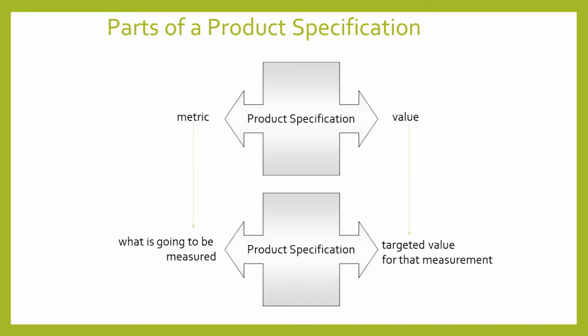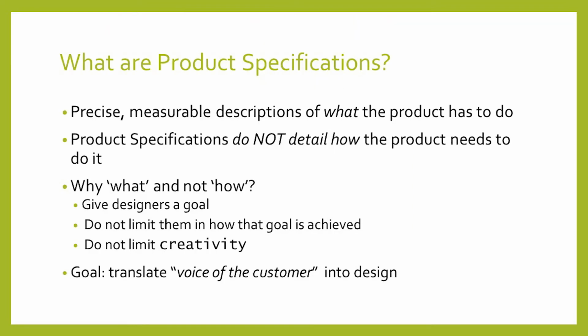A product specification consists of two parts, a metric and a value. The metric is what is going to be measured. The value is the target that you set that once it's met, you view the customer need as being met by the product's design. Product specs are precise, measurable descriptions of what the product has to do. Product specifications do not detail how the product needs to do it.